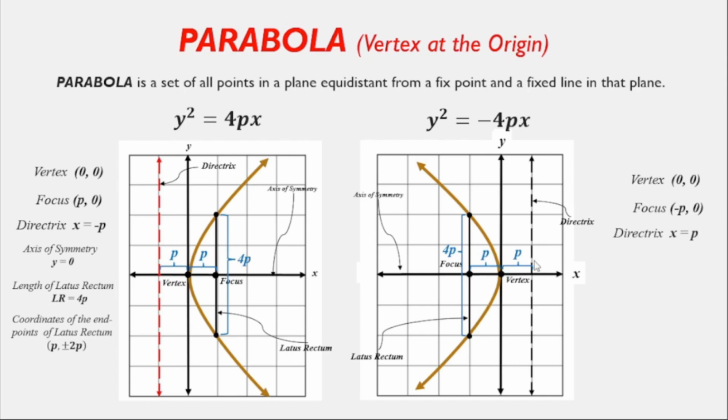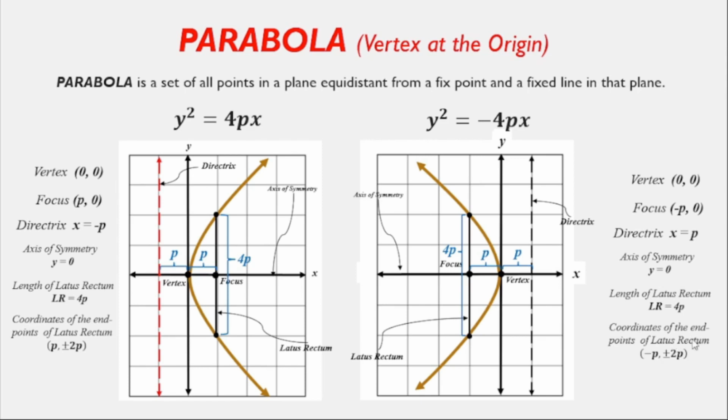For the directrix, this is our directrix. The equation that represents our directrix is x is equal to p. For the axis of symmetry, our axis of symmetry is the x-axis. The equation of the x-axis is y is equal to 0. Then our length of latus rectum is 4 times p, or 4p.